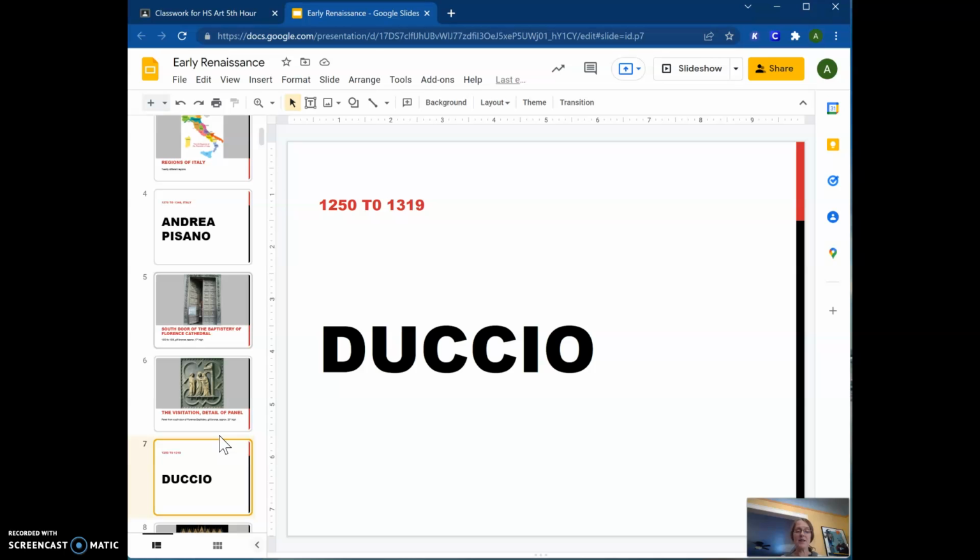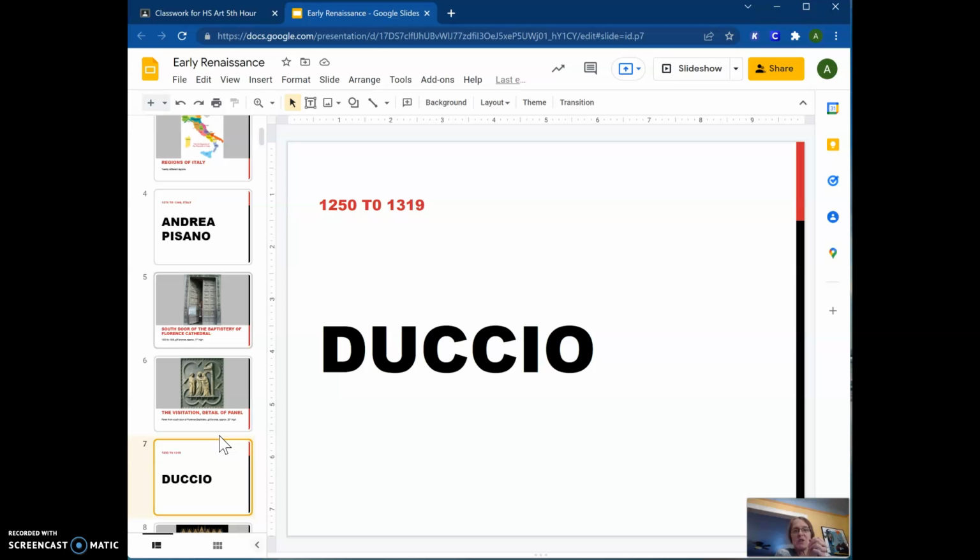Now we're going to go ahead and take a look at the work of Duccio. Now, Duccio was from Siena, and in Siena, there was a splendid school of painting, and Duccio was considered a master painter and had many students underneath him. Remember, back in these days, they had apprenticeships. So if you wanted to become a painter, you did not go to art school. There was no such thing as art schools.